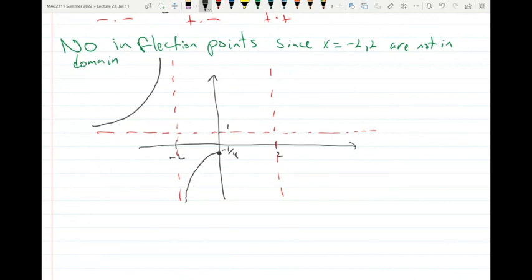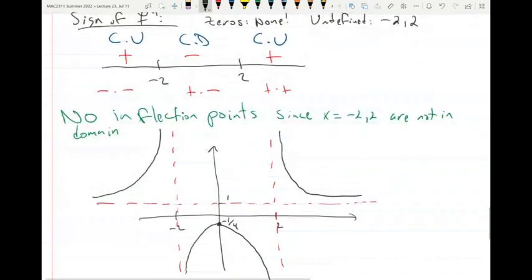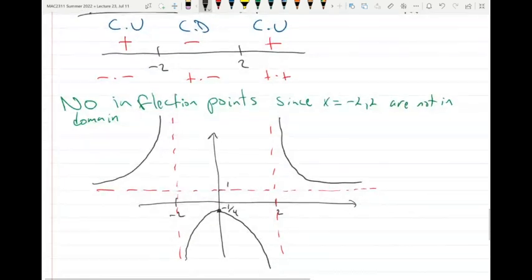So this is going to look, on this side, concave down up to here. Now the rest, copy and paste by symmetry. That's the graph of that function, and then we can see the concavity right there. Concave up, concave down, concave up again. No inflection points.